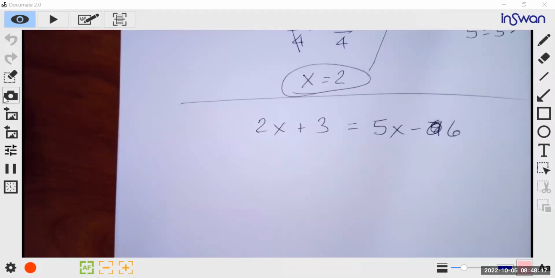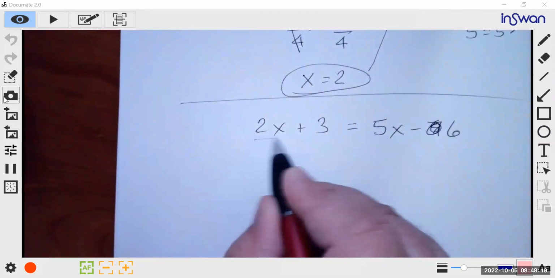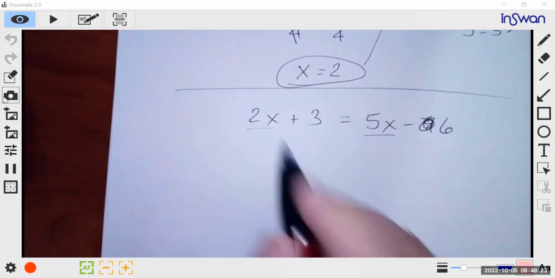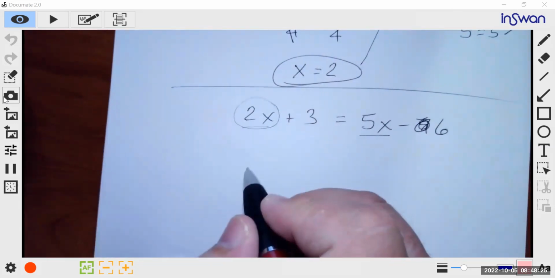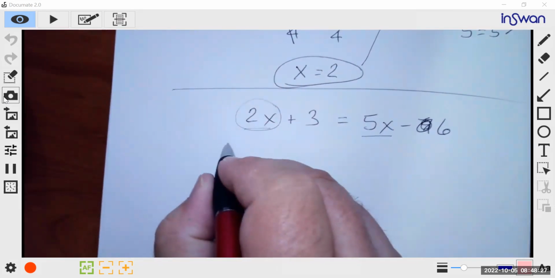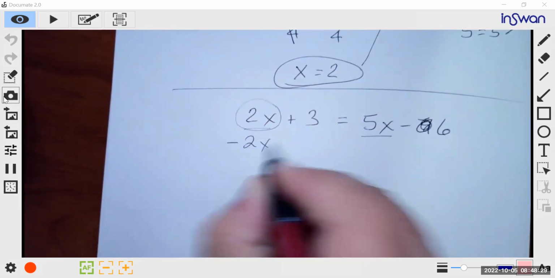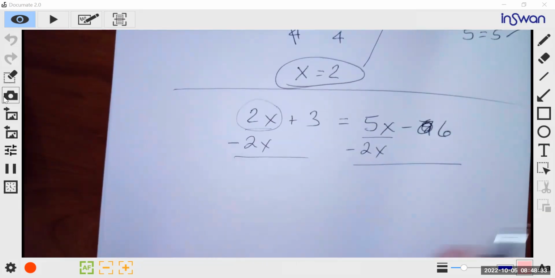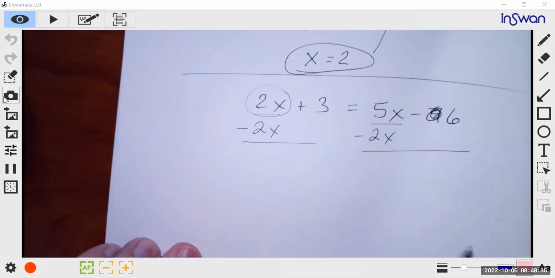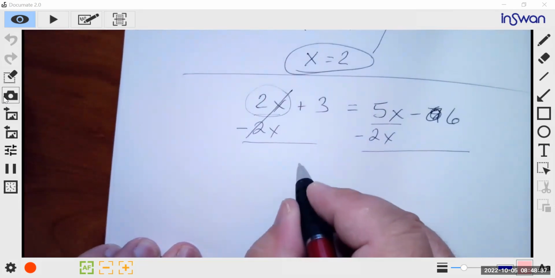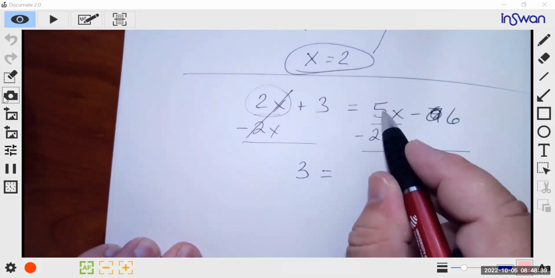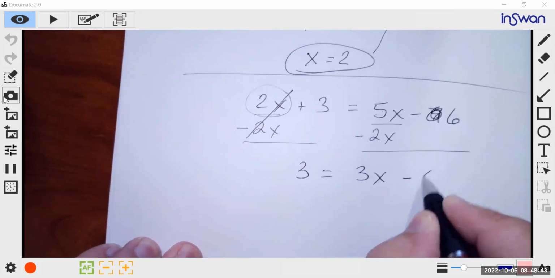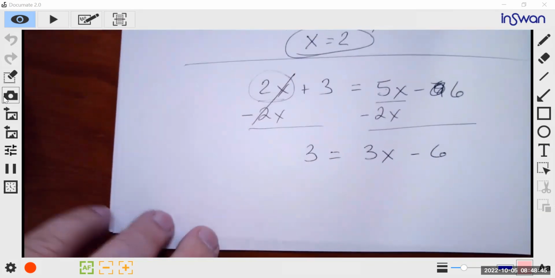Very good. So since the first thing we look at are the x's, we move the smaller x to the larger. So we have to get rid of this 2x. How do you get rid of 2x? Subtract 2x from both sides. So the 2x's cancel. 5 minus 2 is 3.